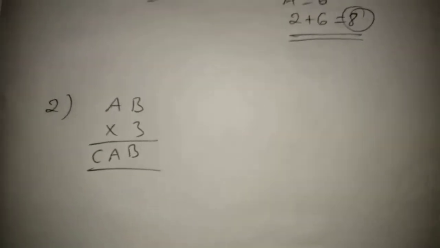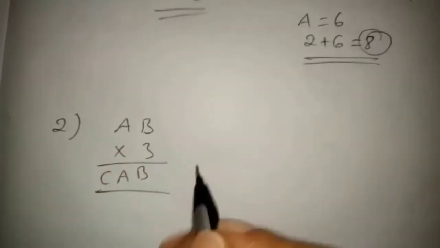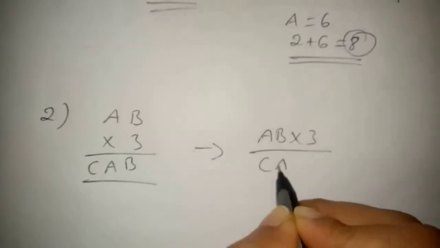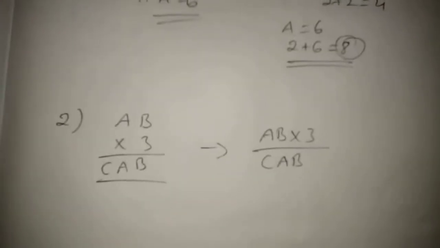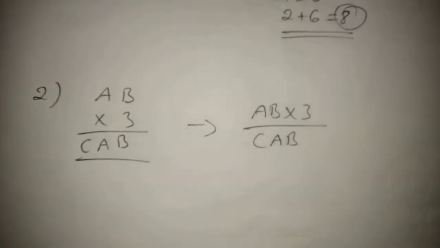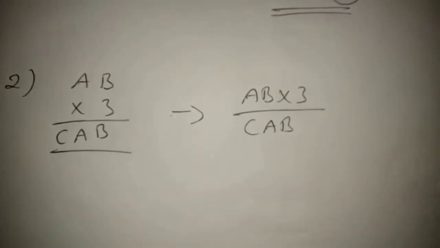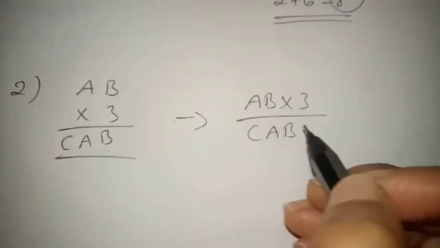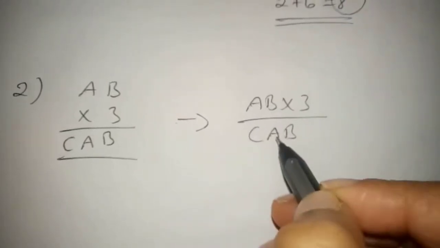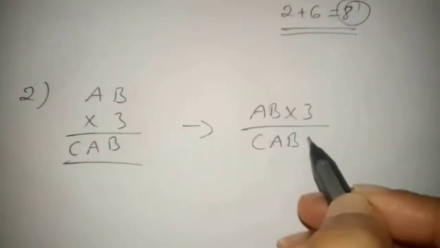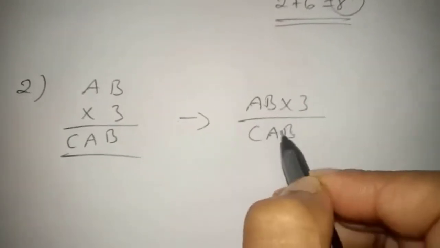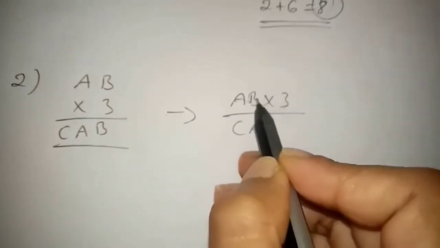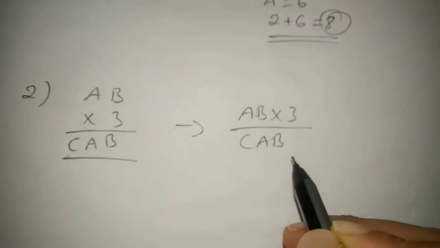Second question, AB into 3 is equal to CAB. This we can also write as AB into 3 is equal to CAB, right? We'll write it like this for our convenience. So the same way you have done for addition, you have to do it for multiplication also. Here you have to find the values of A, B and C. See here, AB, the same value you should get here also. So you have to think, the number 3, you have to multiply 3 to B, you should get B itself here.